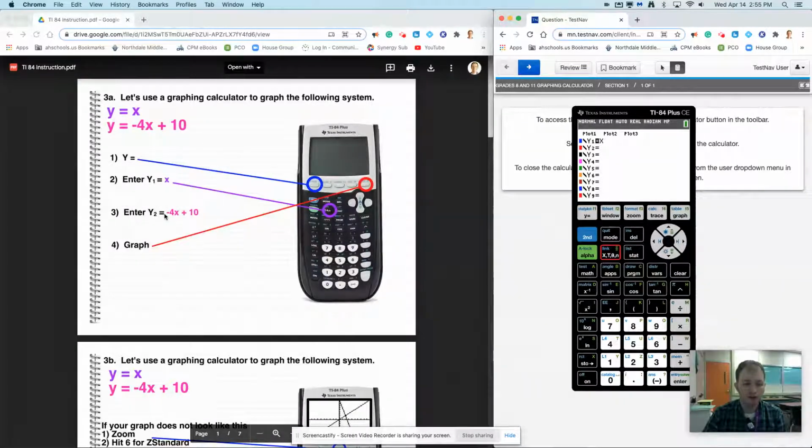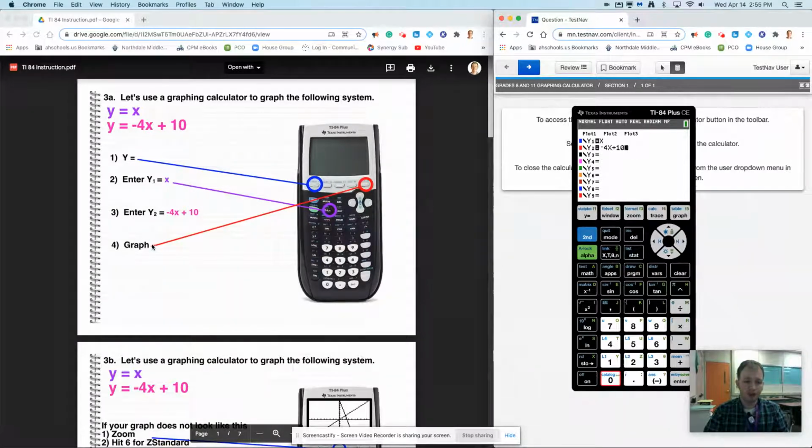Then we want to enter the second line, which is y equals negative 4x plus 10. Notice that these always start with y equals. I'll use the arrow key to arrow down, and then type in negative 4. Now notice that the minus key here is not the same thing as a negative key, so be sure to use the negative key. Then I'm going to use that x key again and add plus 10. Now I've got my two lines in there.